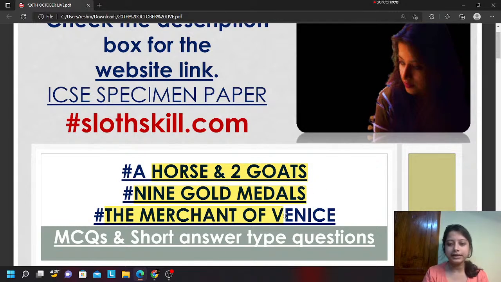Now, this is a combined class where you will also get the ICSE specimen paper. Not the whole of it, but on as many topics as I have mentioned over here, you may get the ICSE specimen paper discussed also. So you will mostly get short answer type questions, and I can also give you an idea of multiple choice questions that may come. You will have to do at least 15 multiple choice questions from there. So we need to be prepared for that as well as the short answer type questions.